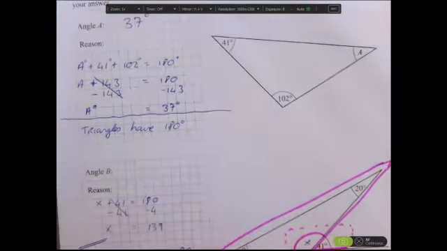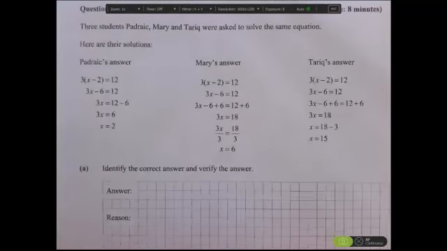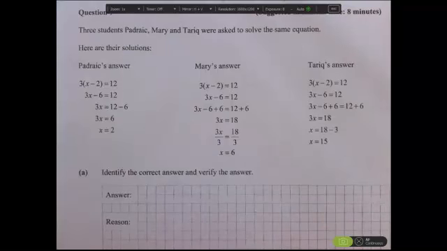Okay, so I'm going to leave that and start to talk to you about the next part of your test. It says 3 students, Porrick, Mary and Tarek, were asked to solve the same question. Porrick gave an answer, Mary gave an answer, and Tarek gave an answer. You're asked to identify the correct answer and verify it. So this question can be tackled in lots of different ways. You could decide to read through each of the 3 solutions and see which one you felt was correct. I think what I saw a lot of people do, and probably what I would do myself, is take the original question.